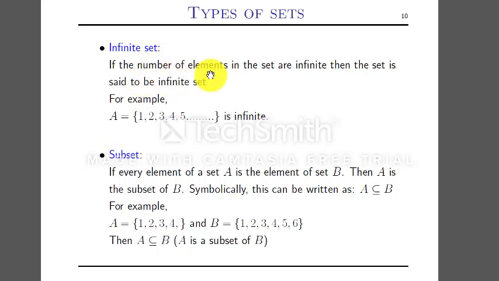Infinite set. If the number of elements in a set is infinite, then the set is said to be an infinite set. For example, if there is a set A which is the set of natural numbers 1, 2, 3, 4, 5 and so on, there is no element defined as the end point of this set. So this set contains infinite elements because there is no end. So we can say that the set is an infinite set.